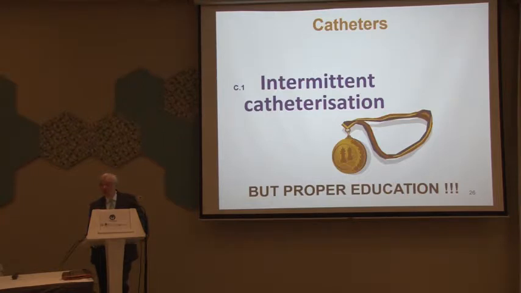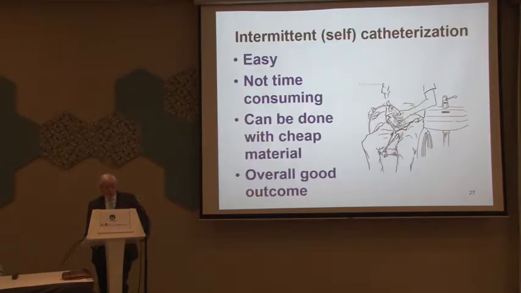Intermittent catheterization has been the biggest achievement in urological management in the 20th century, and it continues to be quite popular. It is easy. It is not time-consuming if you do it properly. It can be done cheaply if you find the proper material. You don't need 5 or 6 times a day a catheter of $3 a piece. If you have the money, why don't you use it?